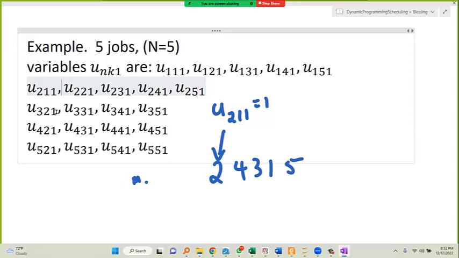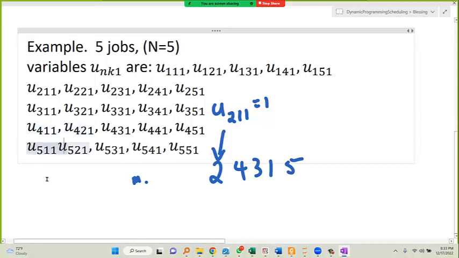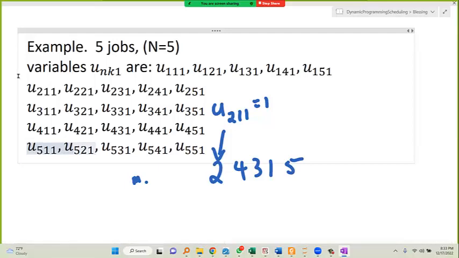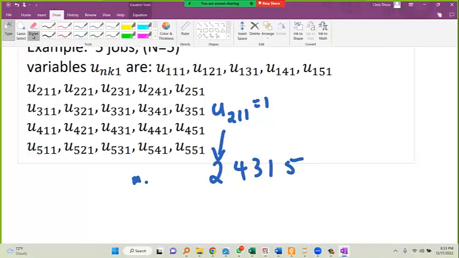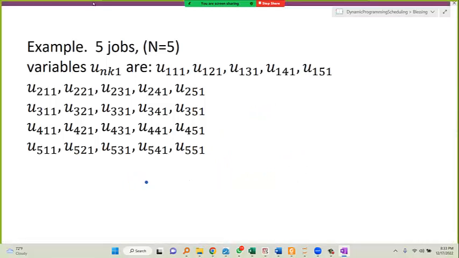U211. Okay. Now what about job 3? So yes, U311. That's true. Then U411. Yes, it should be the same. U411, then U511. All right. So how many variables do you have? So we have 5, 20, 25. Okay, so 25 variables.